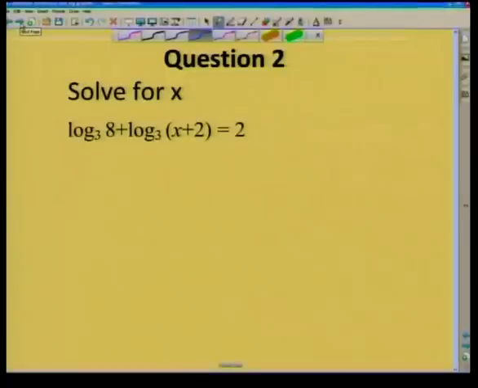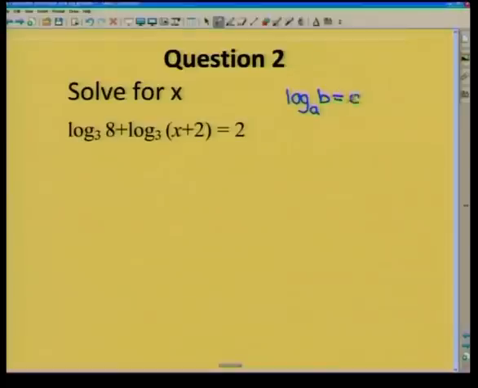In the second question, it says solve for x, and it gives me that statement. Now, again, if you look at it, going back to that definition we had that looked like this, you can see that the format you're looking at here is not correct. However, we have a plus sign. And from our laws, we know that plus in logs means multiply the numbers. So in other words, I could go log to the base 3 of 8 times (x plus 2) equals 2.